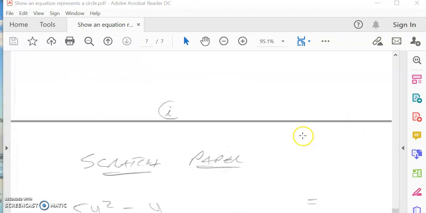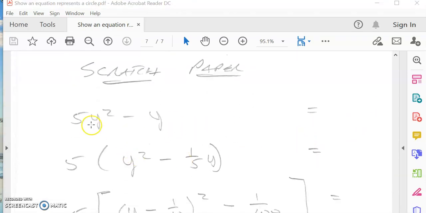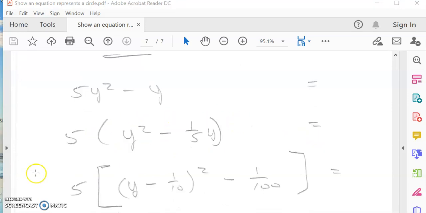Okay, so now let's do the other one. The other one is a little bit harder. 5y squared take away y. First part's easy peasy. I just pull the 5 out. 5 comes out of this first term, so it's 5 times y squared take away.